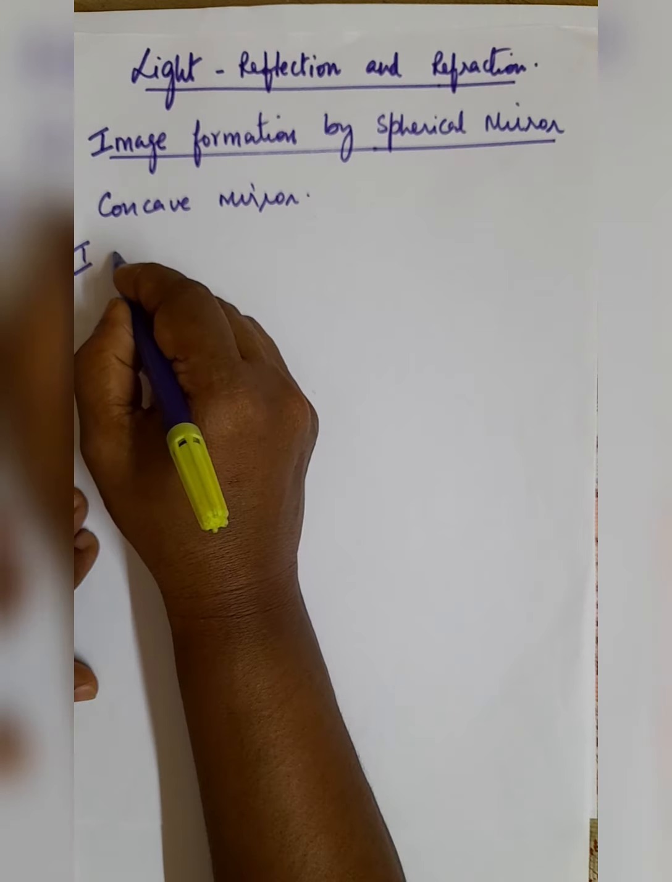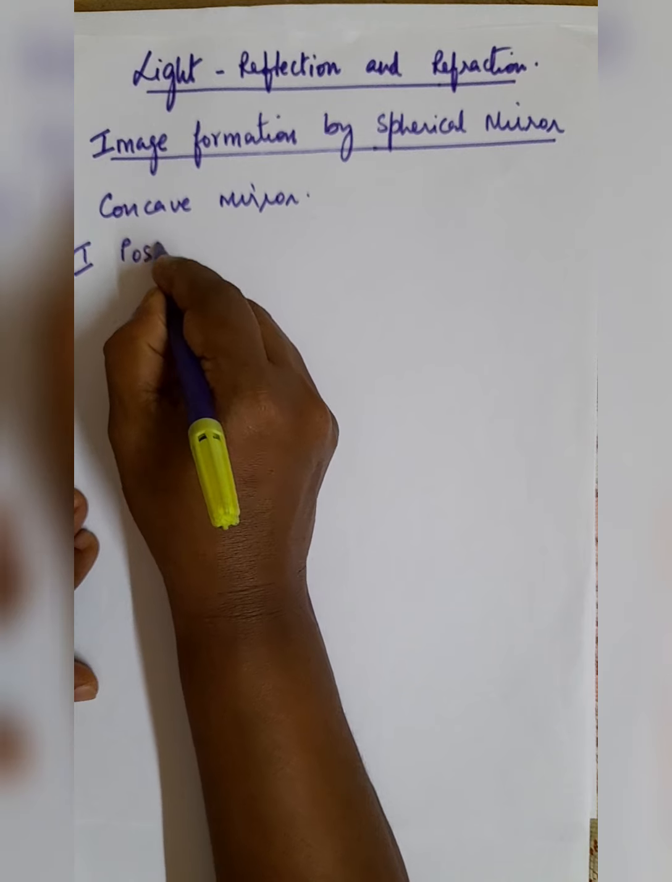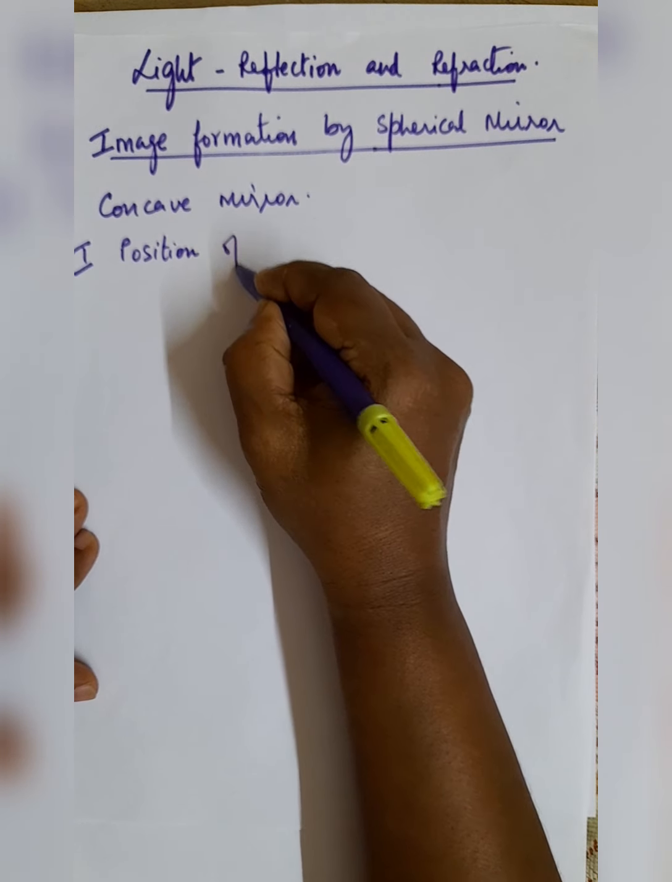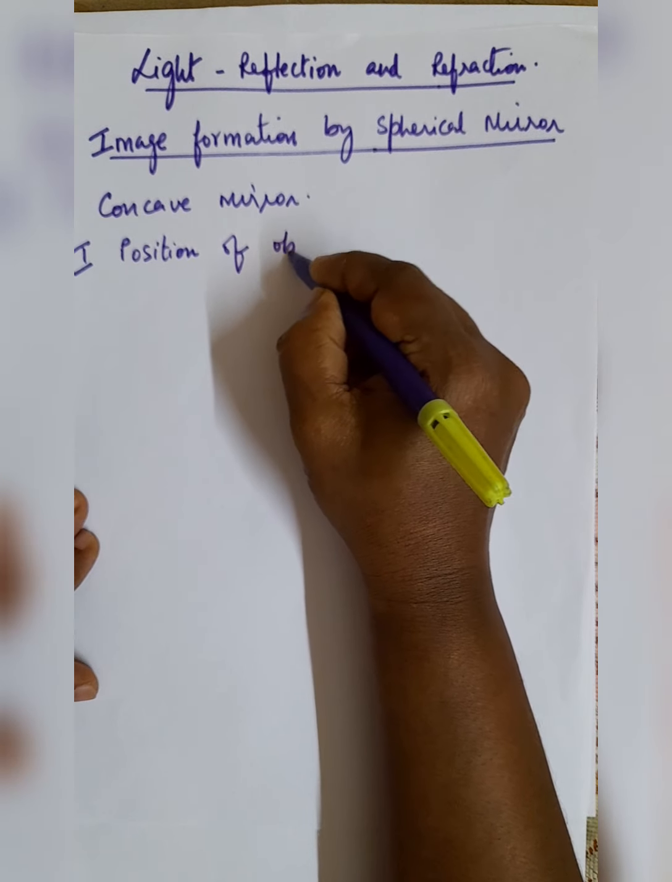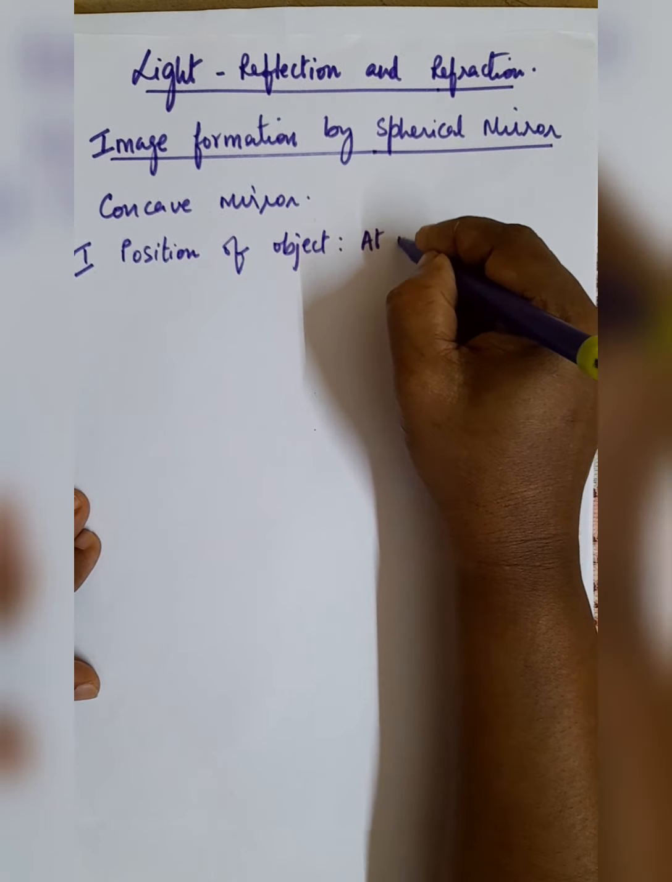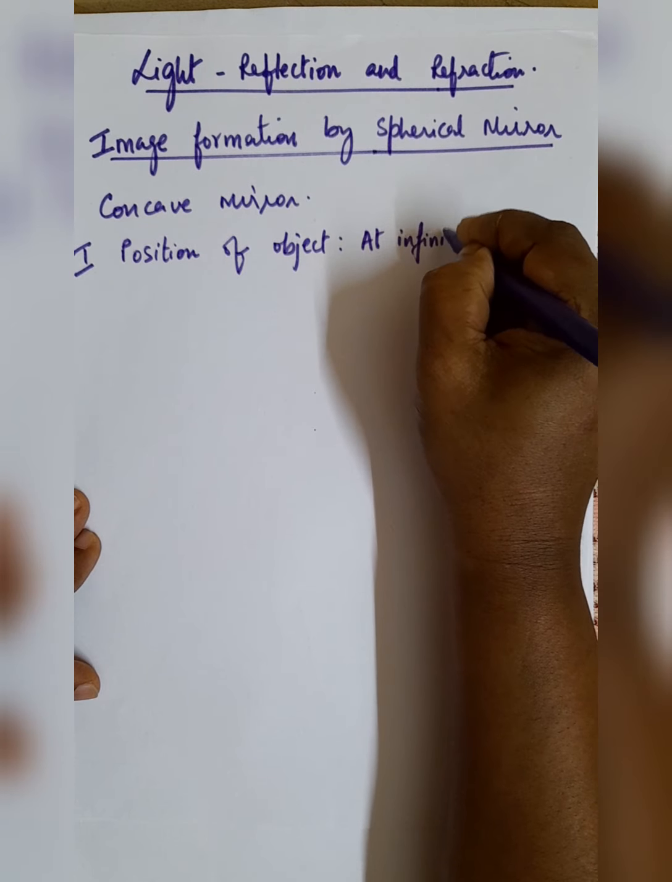So we are going to take different positions of the object. The first position of the object is at infinity. Infinity means very far away.